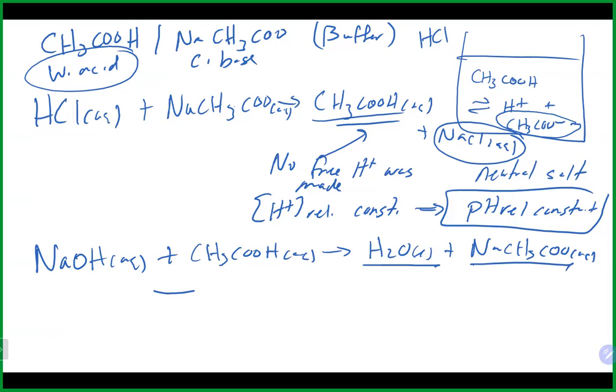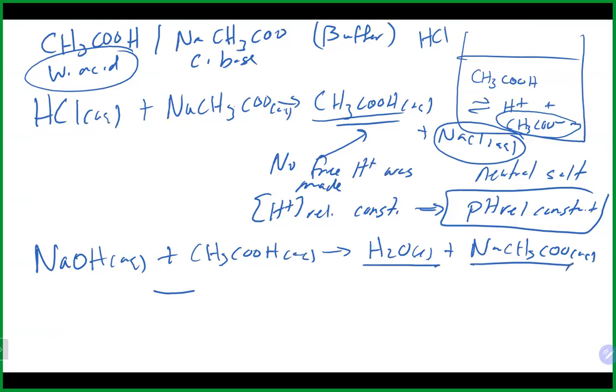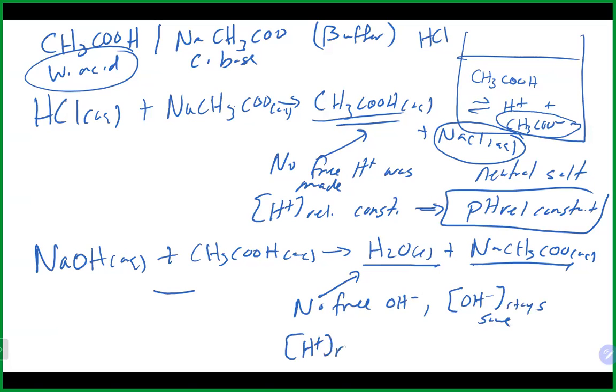And once again, here it is actually what we do not see that we saw with water, and that is there is no OH minus being formed in this case. So when we add that sodium hydroxide in this case, we end up with no free OH minus, which means that the concentration of OH minus stays the same. And because H plus is related to that, the H plus stays relatively constant. And that also would mean that the pH stays relatively constant as well.